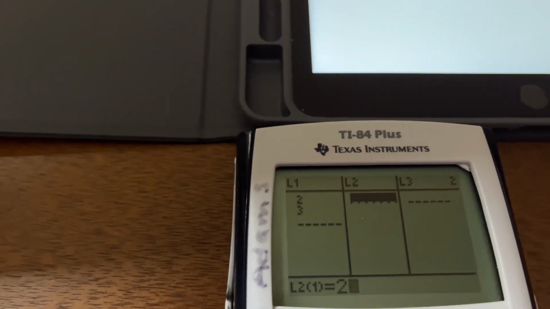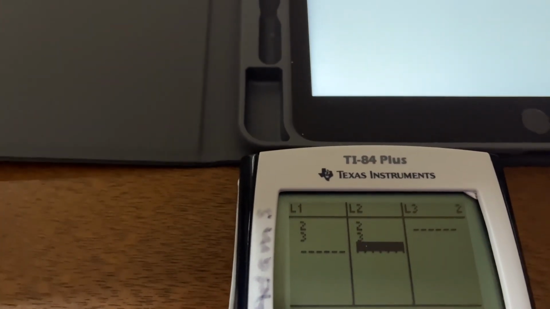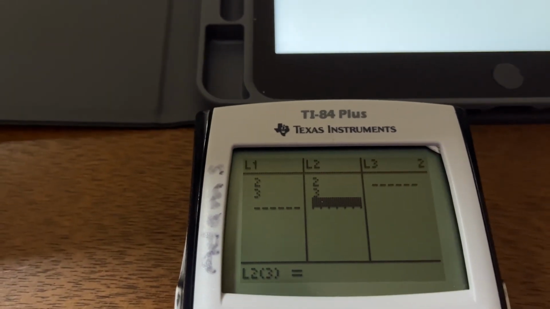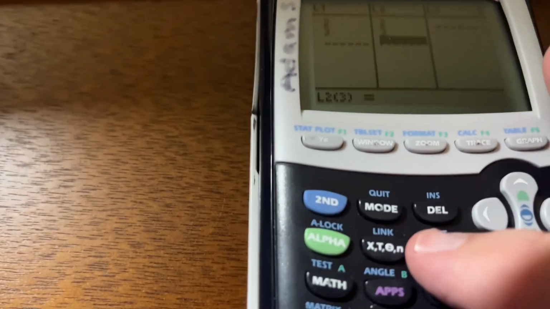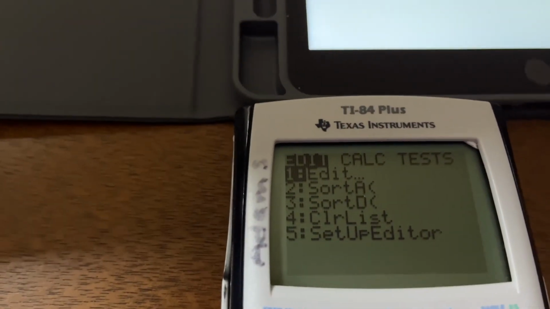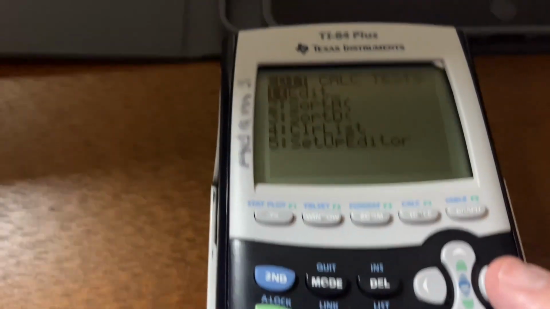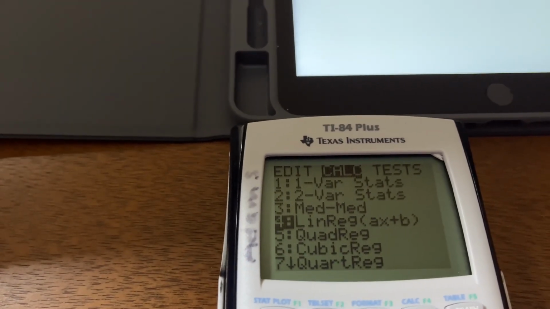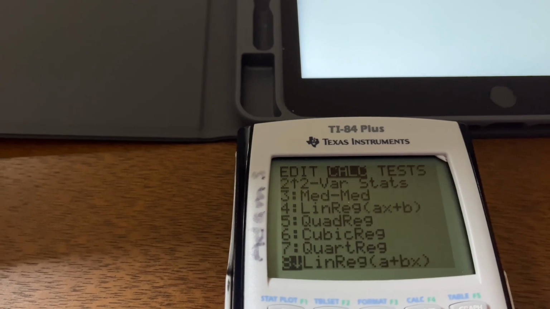Now I'm going to right arrow over. And so this y value is 2 and the y value is 3 on that one. So this represents the ordered pair 2, 2 and 3, 3. Now go back to the stat mode, hit stat, and then go over with your arrows here to calculate and scroll down. These are all regression functions on the calculator here.